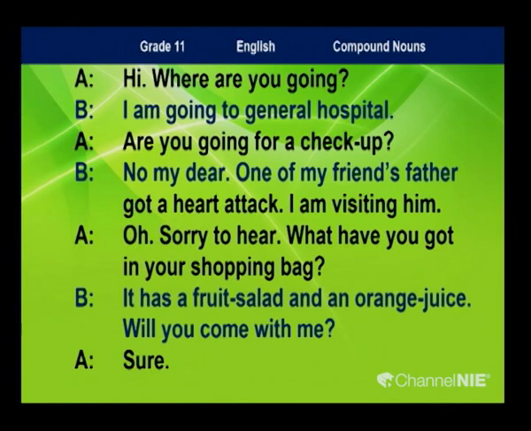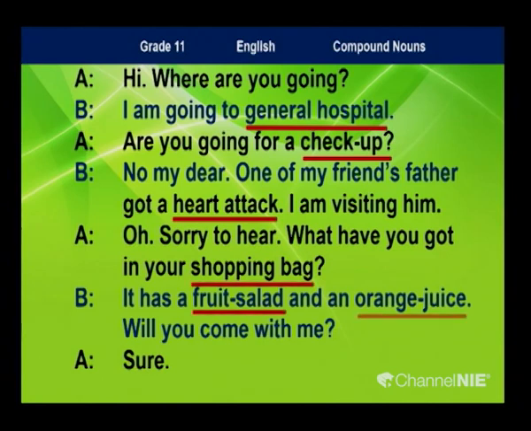Can you pick out the compound nouns there? Right, children, let us do this together. General hospital, checkup, heart attack, shopping bag, fruit salad, orange juice. These are some of the compound nouns that we have already learned. Okay, move to the next slide now.